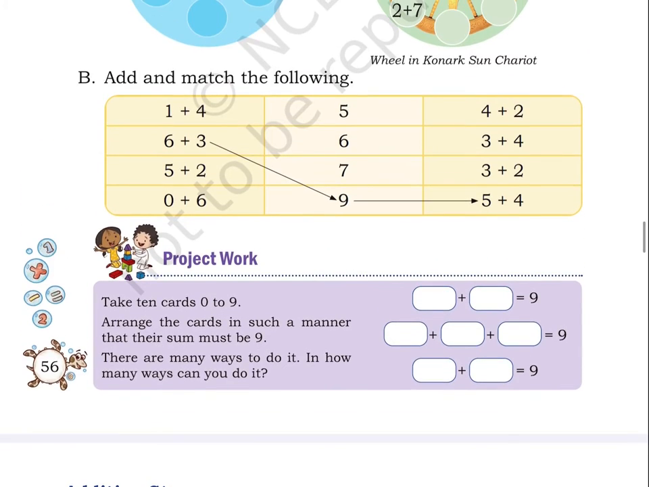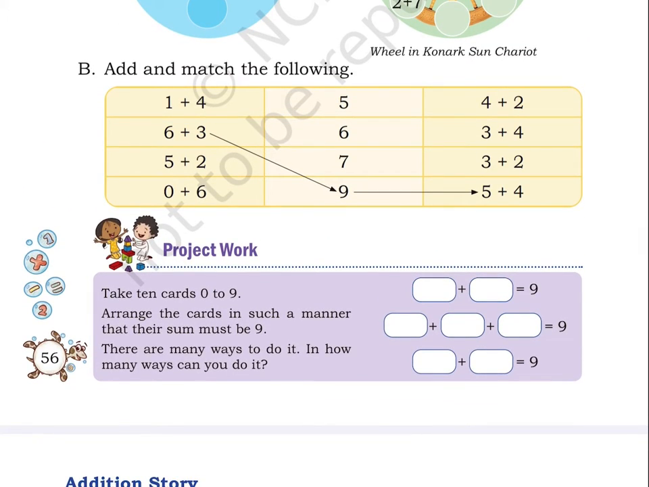B. Add and match. Here on page number 56, there is a table given, which has been divided into 3 columns and 4 rows. In the first column, 1 plus 4, 6 plus 3, 5 plus 2, 0 plus 6 is given. In the next column, 5, 6, 7, 9 has been given. And in the third column, 4 plus 2, 3 plus 4, 3 plus 2, 5 plus 4 have been given.